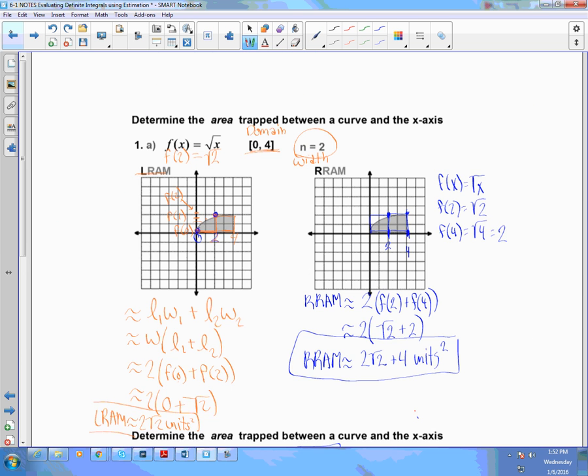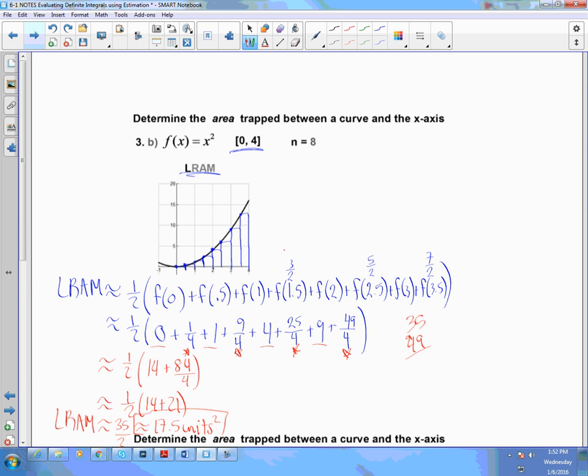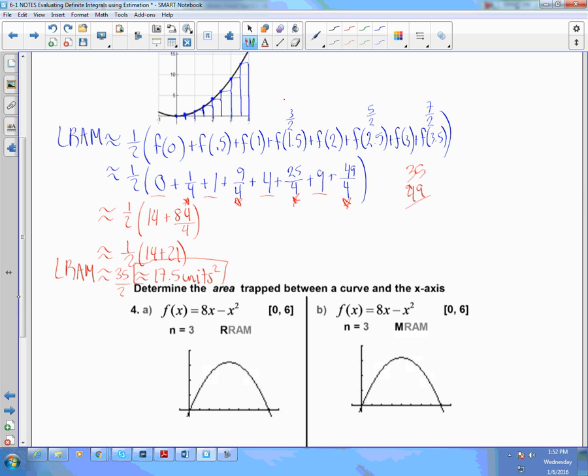So let's look at what we started with: the same function, just adding more rectangles. With one rectangle, we got 64 units squared by right approximation. With the middle approximation, we got 16 units squared. Interesting, 16. That's quite a jump from 64, isn't it? When we did 4 rectangles, we got 30. Also quite a jump from 64, but closer to what we got here. That's 16. That was pretty close. That was the closest one, wasn't it?